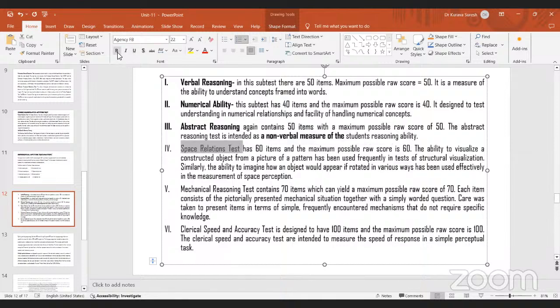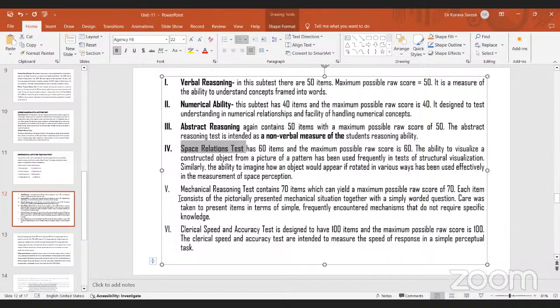Spatial relations test. This has 60 items and the maximum possible score is 60. It measures the ability to visualize constructive objects from picture patterns. The test involves structural visualization, imagining how an object on paper can be rotated in various ways, effectively measuring spatial performance.